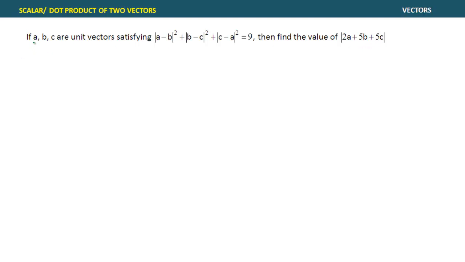Let's read the problem. It says if A, B, C are unit vectors, so they are given to be unit vectors. That means, as I recommend, whenever you see the question, whatever you can infer from the question, start writing on the paper. The question starts to make sense and you will start to get hold of what the question is saying. Believe me on this, this improves your confidence level in the paper. Then you are given a big equation like this, and you need to find a very peculiar term like 2a plus 5b plus 5c.